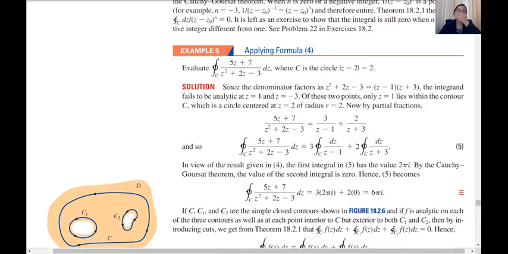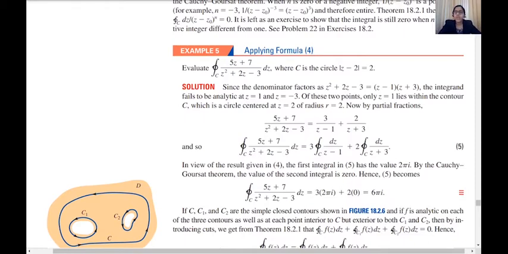Now we have to see whether this function is analytic everywhere in the given contour or not. For that, the numerator is a polynomial and the denominator is a polynomial. Polynomials are entire, but for the denominator, we need to check whether any points make it 0, so we'll factorize it. z² + 2z − 3 can be written as (z − 1)(z + 3). So z = 1 and z = −3 are two points where the function will not be analytic, because at those points the denominator is 0 and we don't deal with functions having denominator 0.